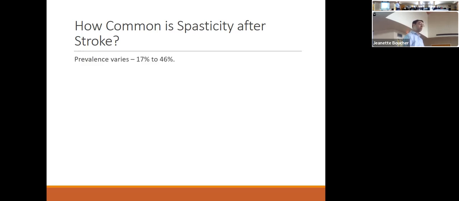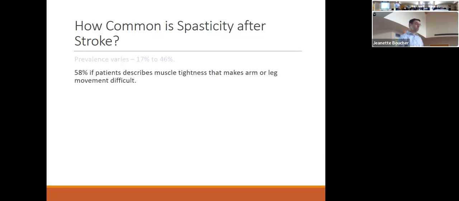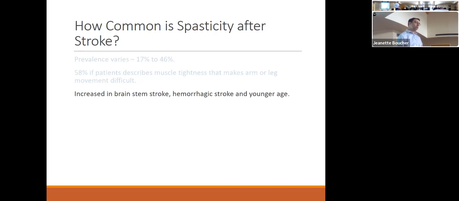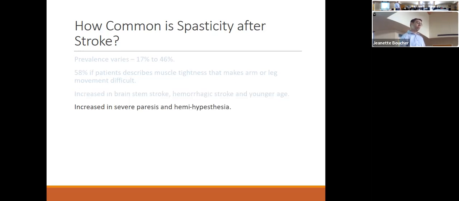So how common is spasticity after stroke? Well, we don't exactly know. We know it's a wide range, anywhere from 17 to approximately 50% of folks who've had a stroke will develop spasticity. So more than half will describe it as muscle tightness that makes arm or leg movement difficult. We see an increased incidence in patients who've had strokes in the brainstem, hemorrhagic strokes as opposed to ischemic strokes, and patients who have strokes at a younger age are more prone to develop spasticity, but it can be present in all ages.